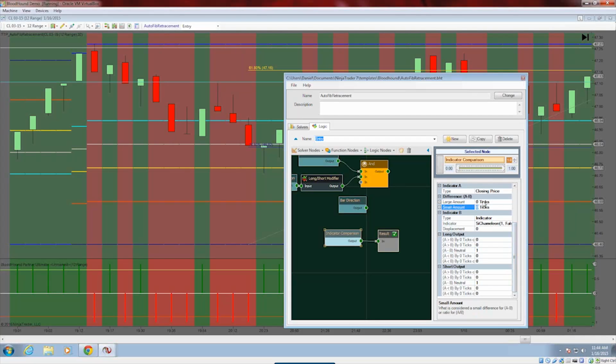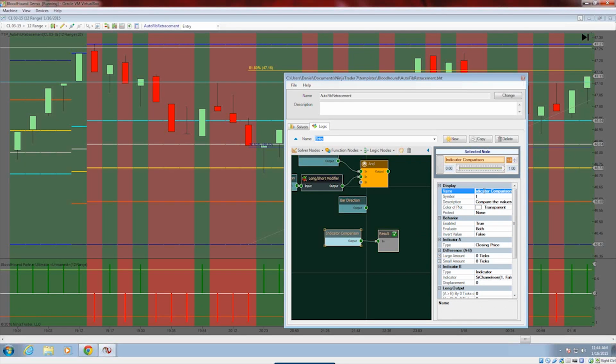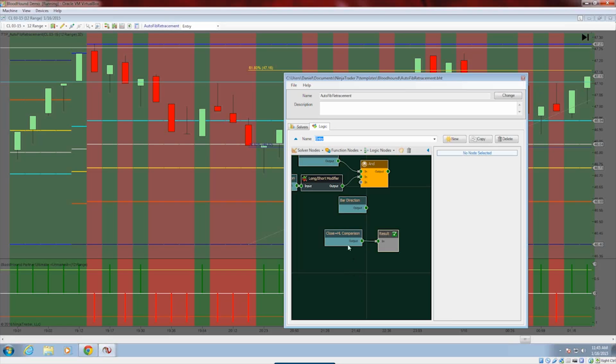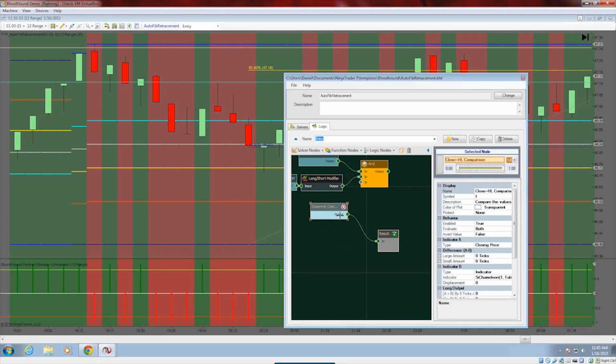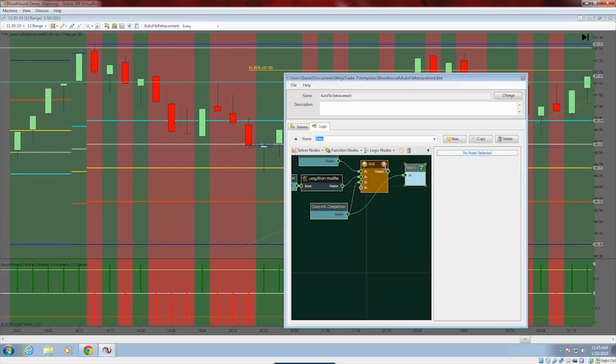So when the close is within 0 ticks to the high or the low, if it's 0 ticks, the close is 0 ticks to the high. Essentially, if the close equals the high, we get a long. If the close equals the low, we get a short. All right, so I'll just set this to close equal the high or the low. And then I'll get rid of the bar direction solver and connect this to the AND logic.